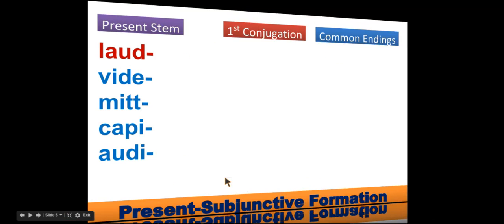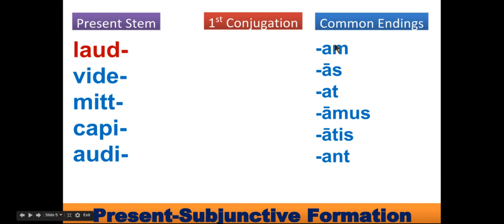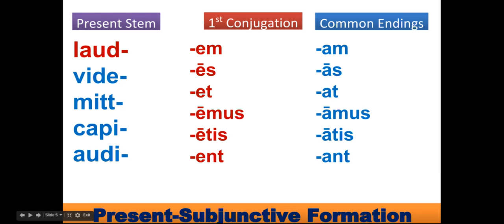As a way of remembering, the present subjunctive is formed off the present stem, and for almost all verbs, the common active endings: am, as, at, amus, atis, ant. Okay, piece of cake. So you have videam, mittam, capiam, audiam. Because there's already an A found in the first conjugation, you end up with these wackies.